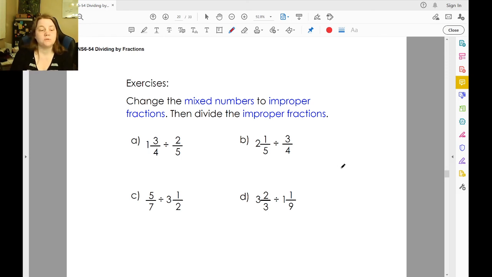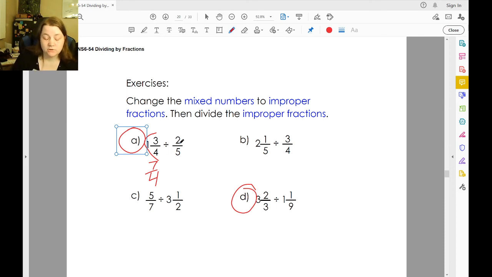I'm going to do two of these. I'm going to do letter A and I'm going to do letter D for examples. So 1 3/4, 4 times 1 is 4 plus 3 is 7. So that becomes 7/4. The divided by 2/5 becomes times 5/2. 7 times 5 is 35. 4 times 2 is 8.